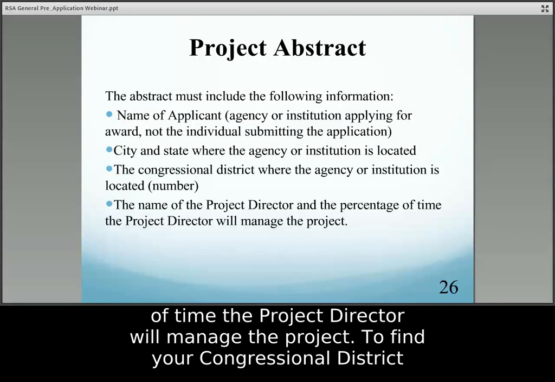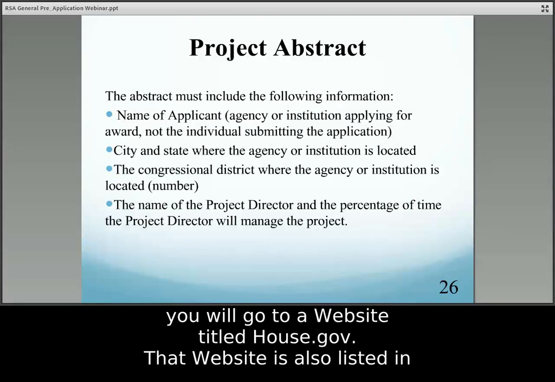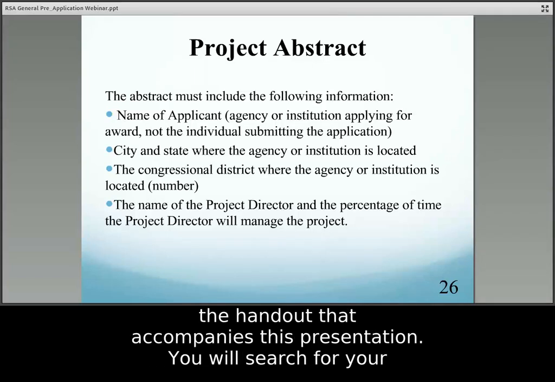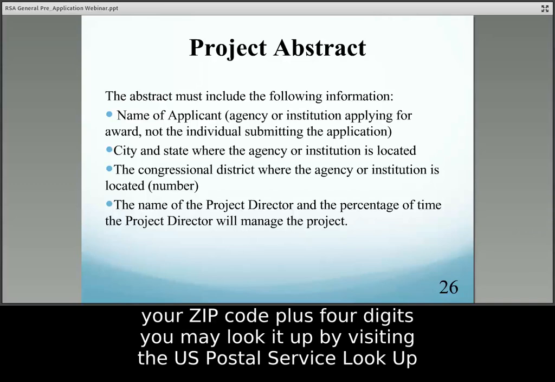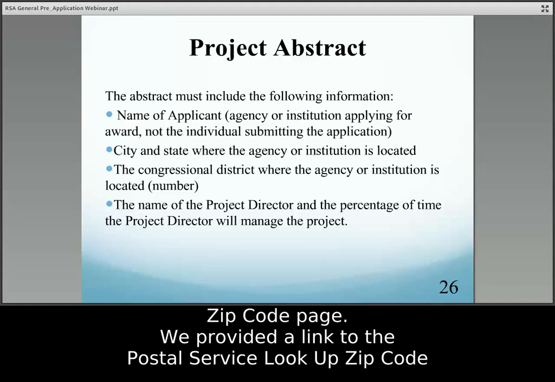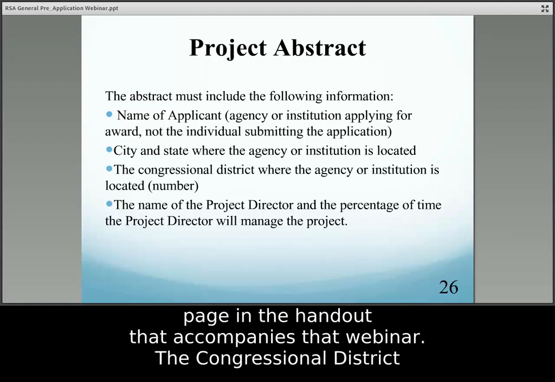To find your congressional district, you will go to a website titled house.gov. That website is also listed in the handout that accompanies this presentation. You will search for your congressional district by entering your zip code plus 4 digits. If you do not know your zip code plus 4 digits, you may look it up by visiting the U.S. Postal Service Lookup Zip Code page. We provided a link to the Postal Service Lookup Zip Code page in the handout that accompanies this webinar.